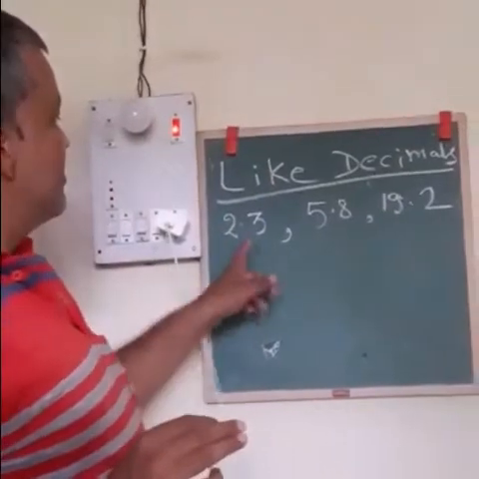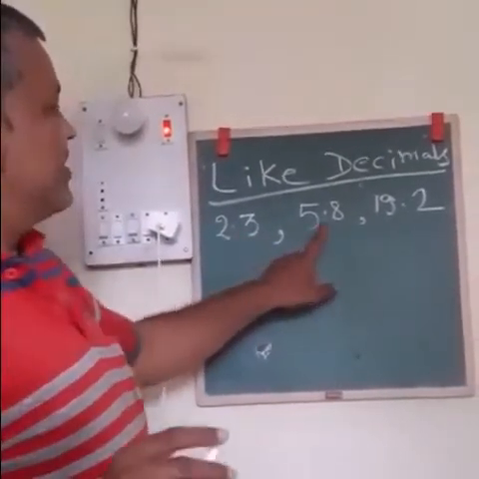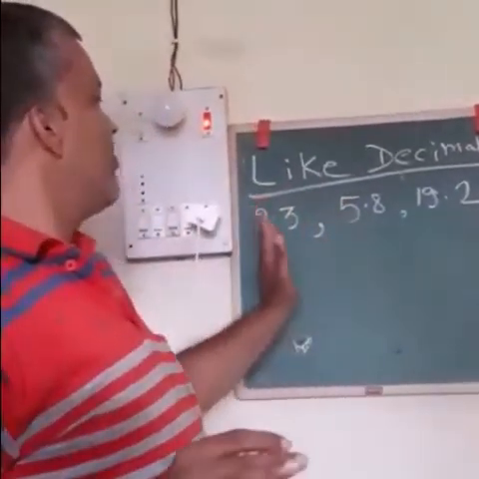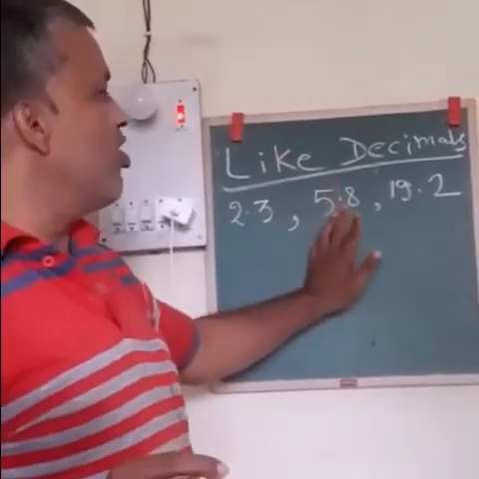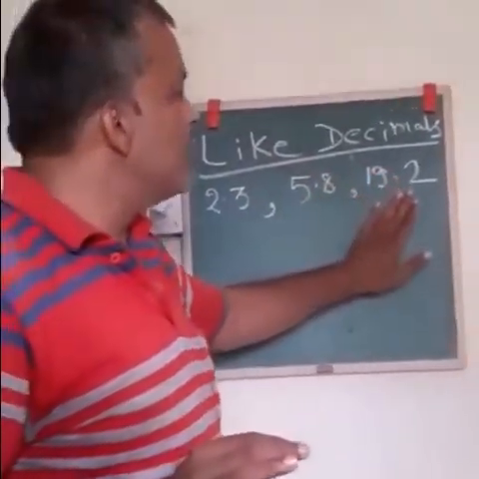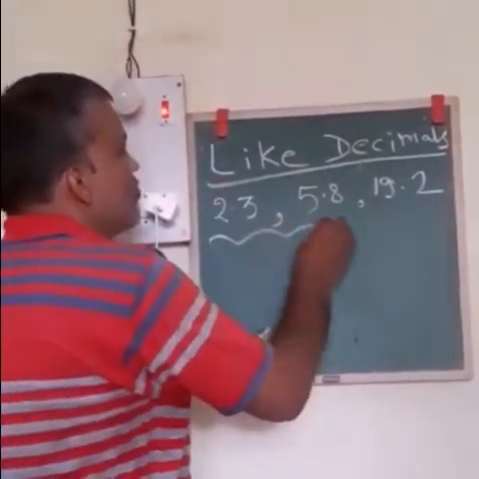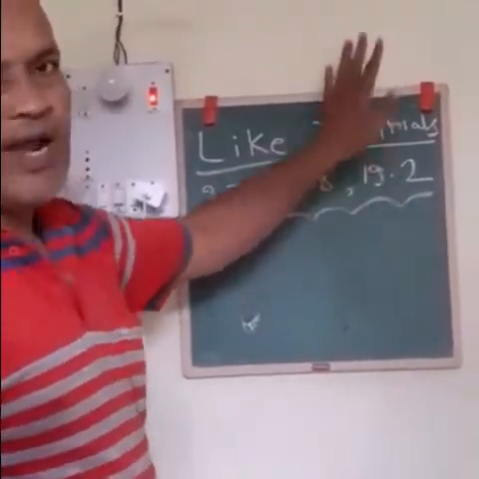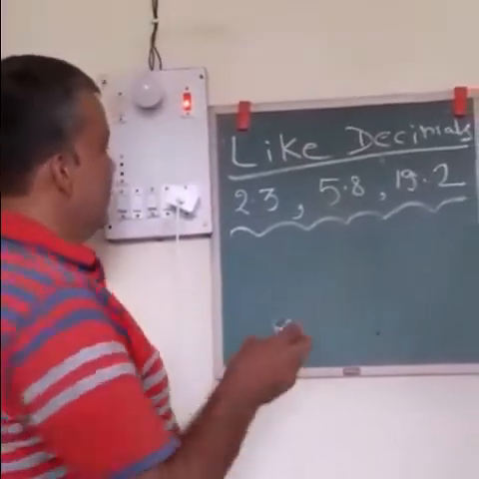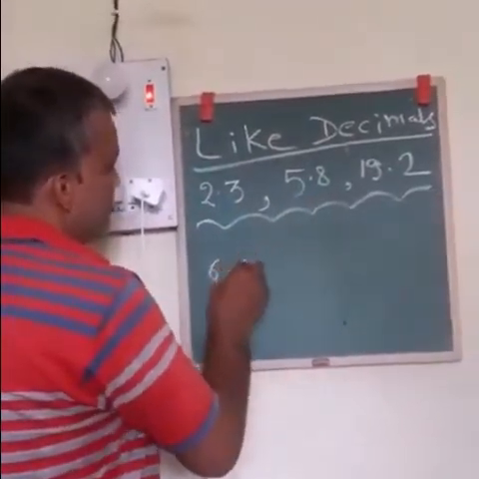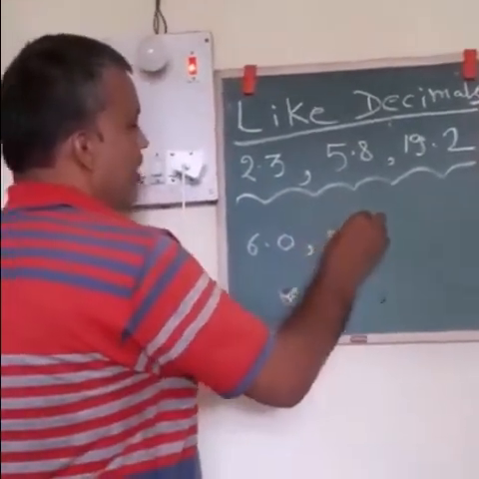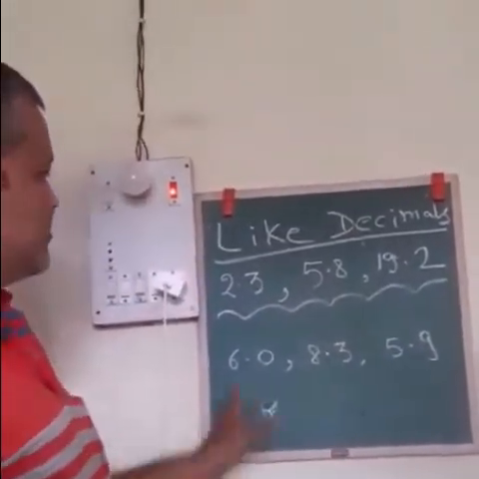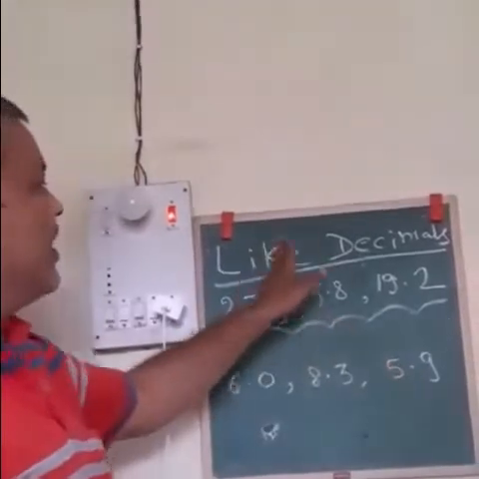What is a decimal place? Here 3, 1 digit. Here 8, 1 digit. Here 2, 1 digit. It means the right side of the decimal is 1 digit in each. So this group of decimal numbers is called like decimals. This is one example of like decimals. We know a second example: 6.0, 8.3, 5.9.